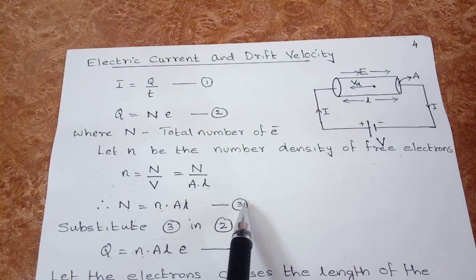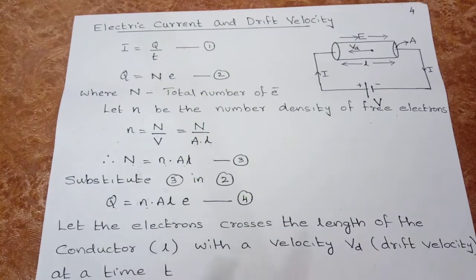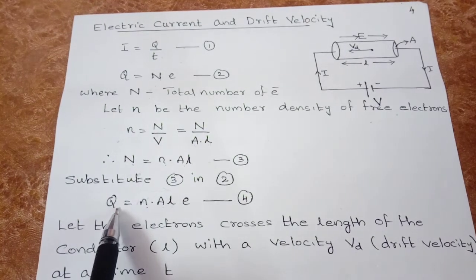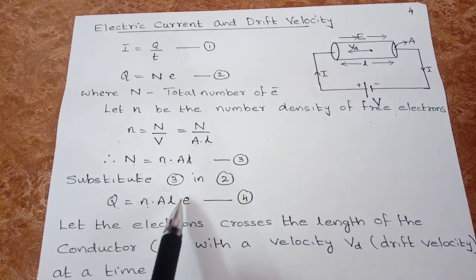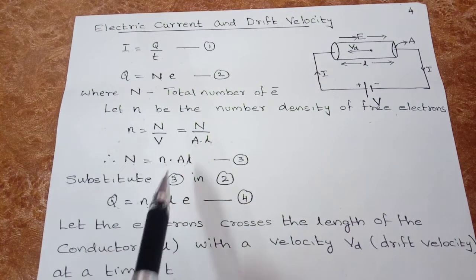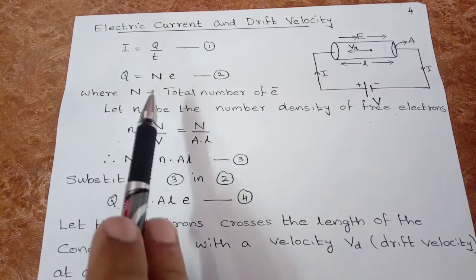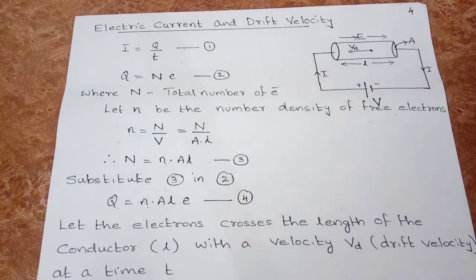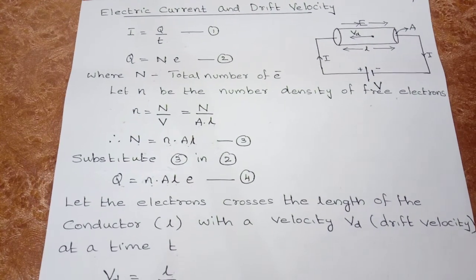When I substitute equation number 3 in equation number 2, I will get the total charge passing through the conductor. Q is equal to n A L e, because capital N we already obtained as nAL, and substituting over there, I get Q equal to nALe. This is the amount of charge passing through the conductor in a given time.